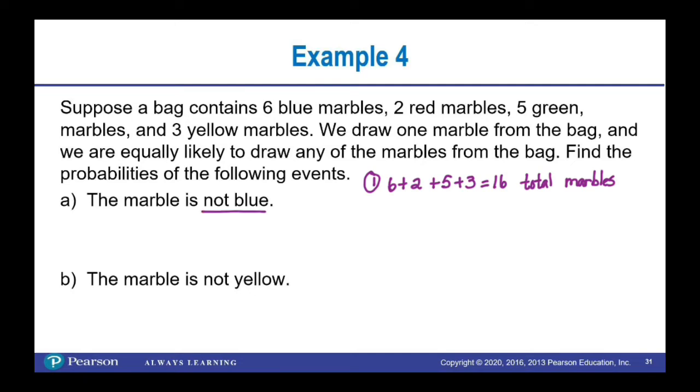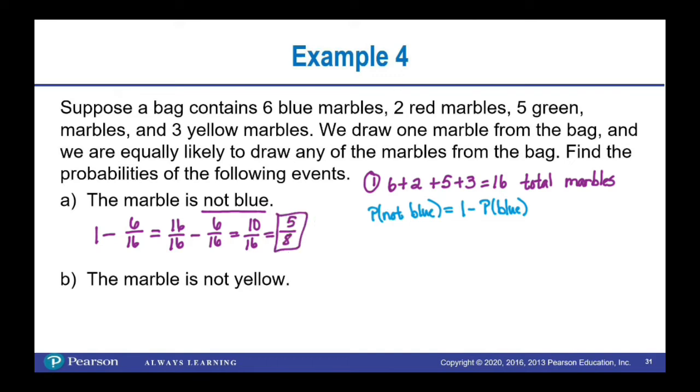Notice in part A, I'm looking for not blue. So if we think about our theorem, the probability of not blue would be 1 minus the probability of blue. So I'd say 1 minus, there are 6 blue marbles out of 16 total marbles. Find a common denominator, which would be 16. 1 becomes 16 over 16, and then subtract 6 out of 16. Gives us 10 out of 16. Simplify your fraction, and we get a probability of 5/8.